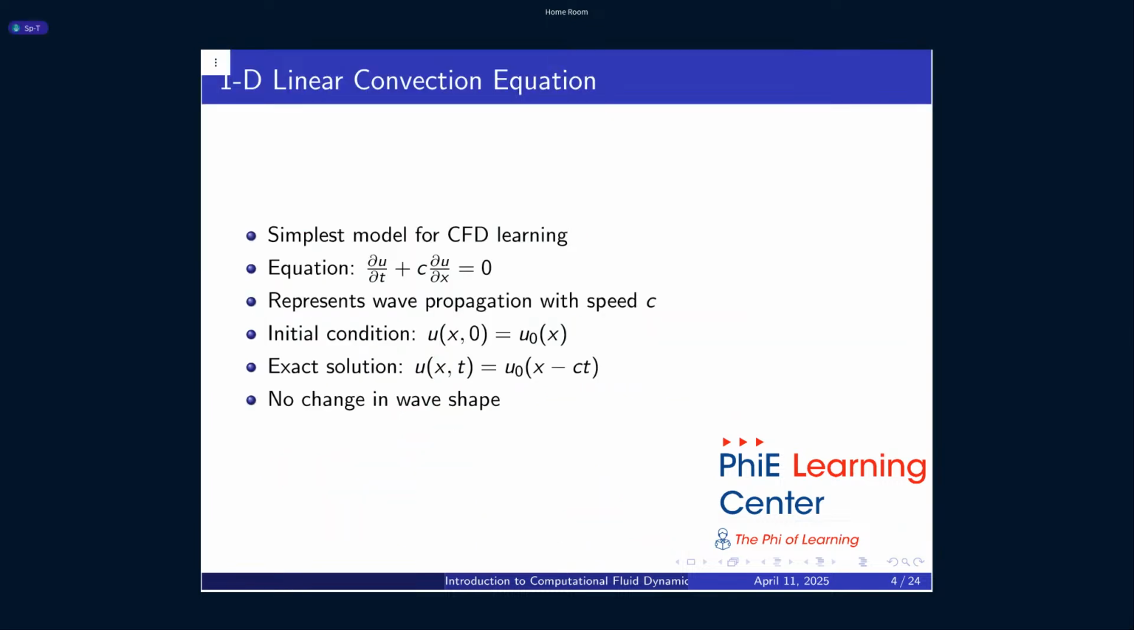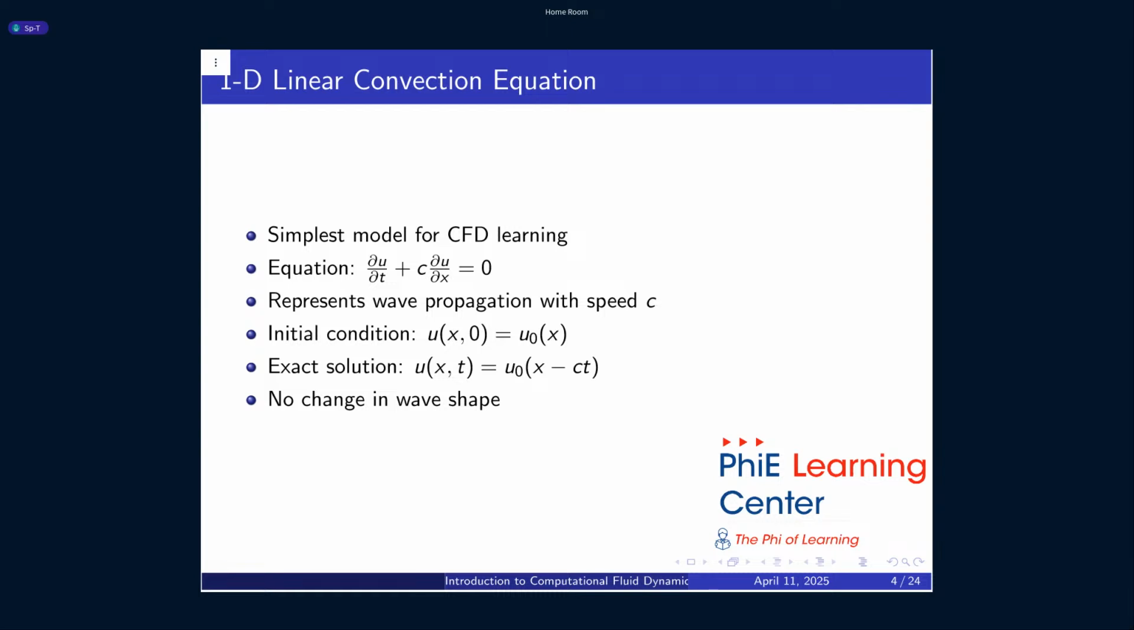So today we'll start with the one-dimensional linear convection equation. You might ask why. Generally, when you start linear algebra, you start with matrices and then you go on to eigenvalues and so on. So your CFD also needs a basic equation, which is the one-dimensional linear convection equation.